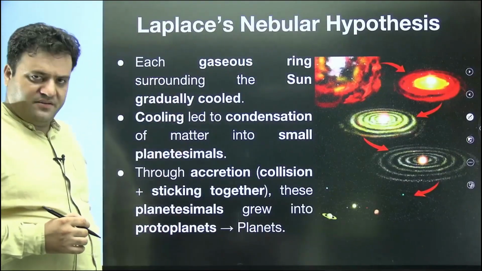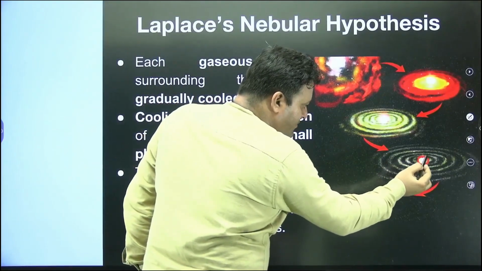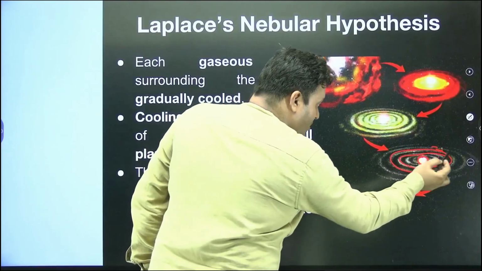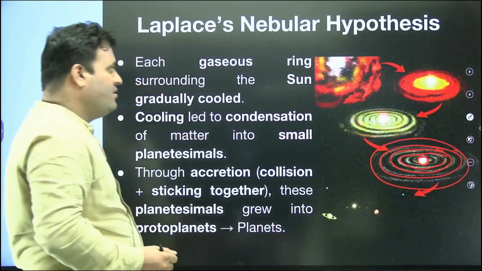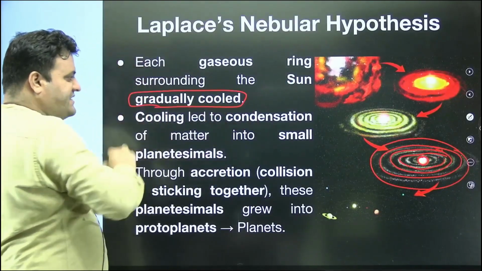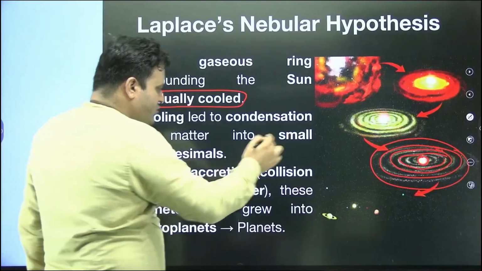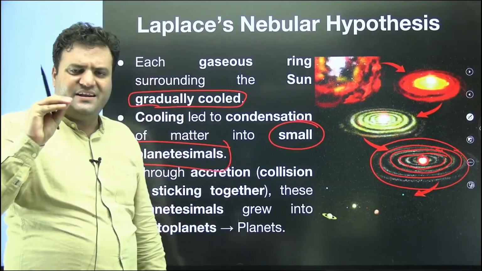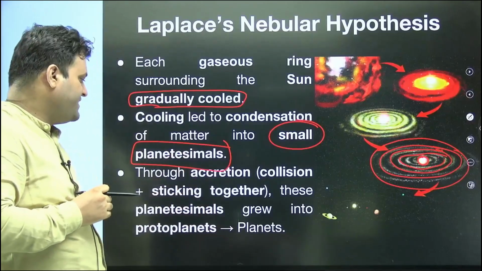Each gaseous ring which were there, like we have a sun for example, and these concentric rings, or let's say concentric gases which were there. Now these gradually cool, and as they cool, as they condense, this resulted into the small planetesimals, means small irregular shape of bodies were formed, and these bodies we are referring here as the planetesimals.